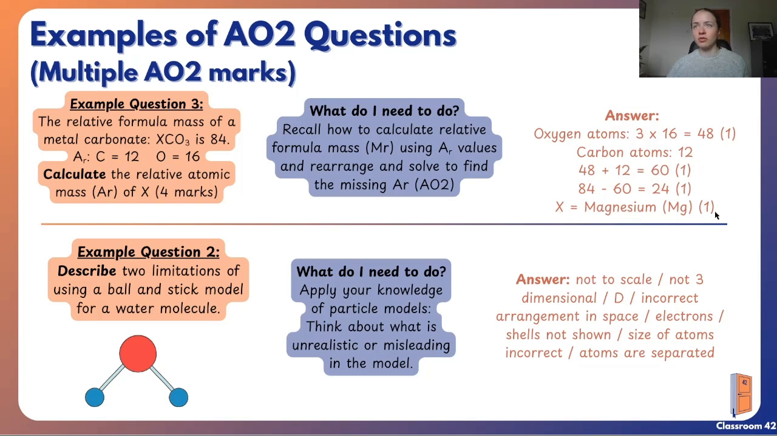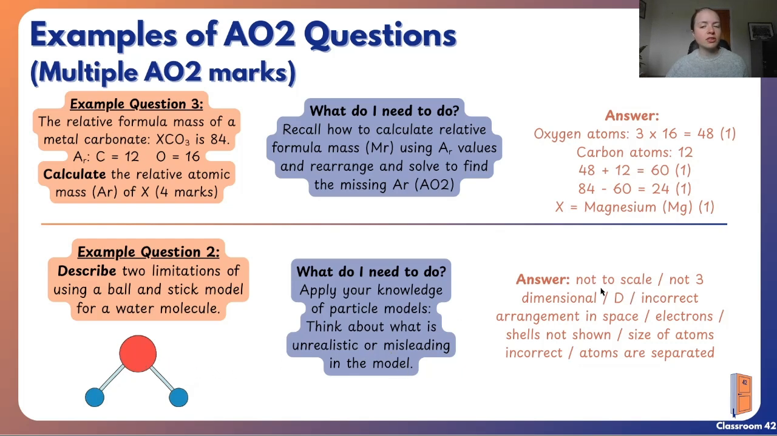So you can see that's 4 marks for that question. Each of these sections, apart from the carbon atoms there, being worth 1 mark each. And then question 2 here, a bit different. Describe the limitations of using a ball and stick model for a water molecule. So here you're applying your knowledge of particle models. I'm pretty sure in the exam question that this came up in, it always has a diagram of the model in question, and think about what is unrealistic or misleading in this model.